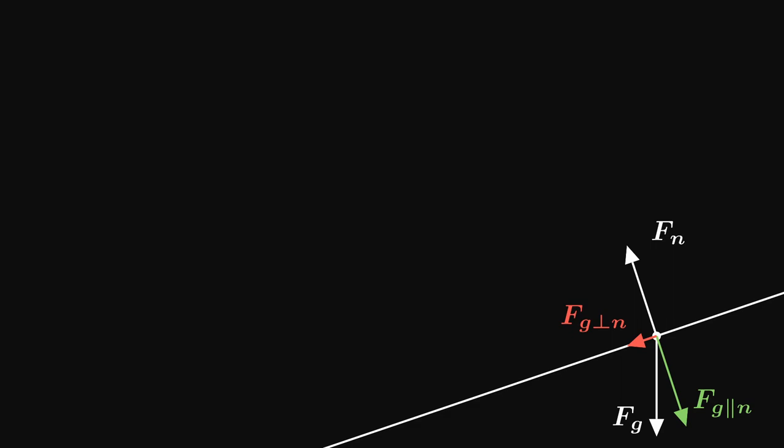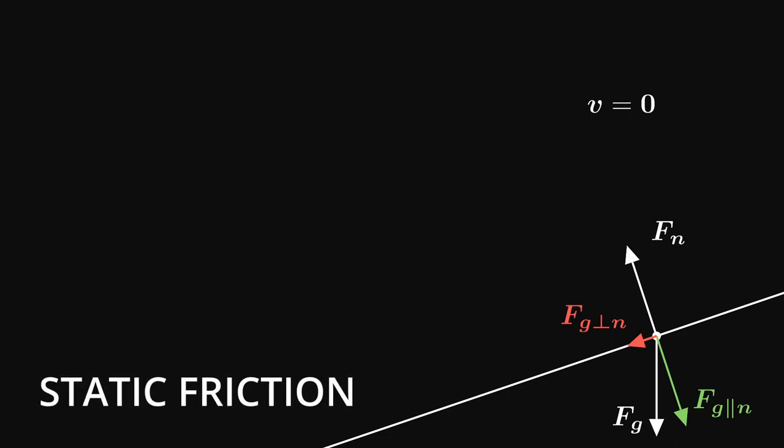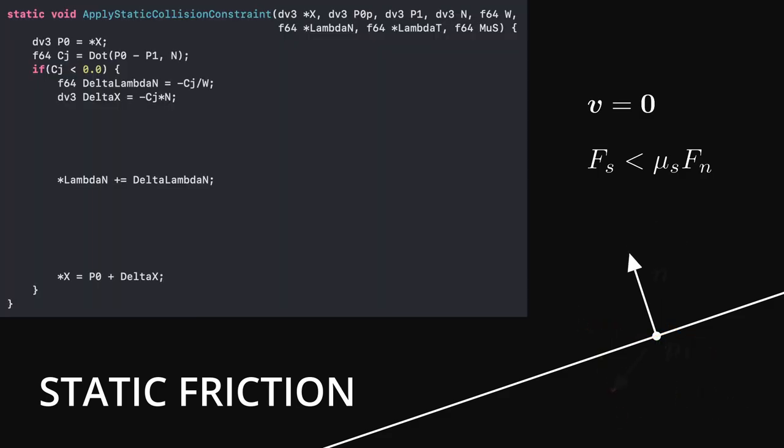Let's consider the case where the point is currently not moving. Static friction then counteracts this downsliding force with the friction force Fs as long as it is smaller than some mu s times the normal force. Mu s is a constant for the two materials interacting with each other and determined experimentally. As long as the equation here holds, Fs is always exactly equal to Fg perpendicular to n. No acceleration happens. Static friction is implemented by extending the collision constraint to remove tangential motion if said condition applies.